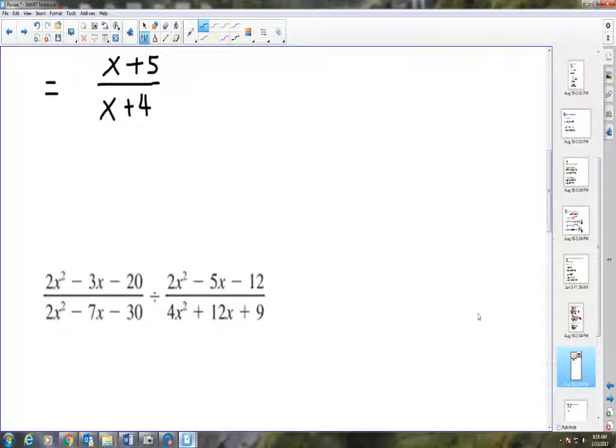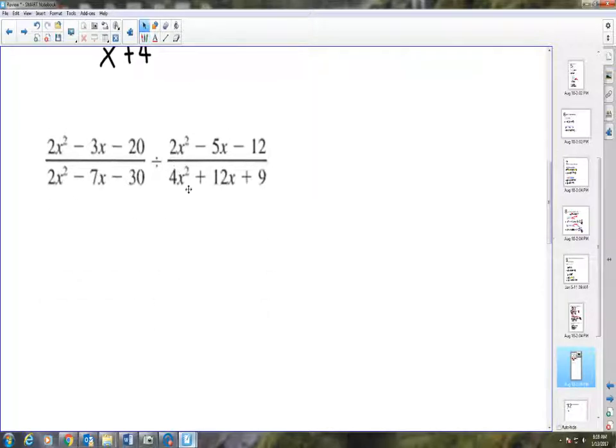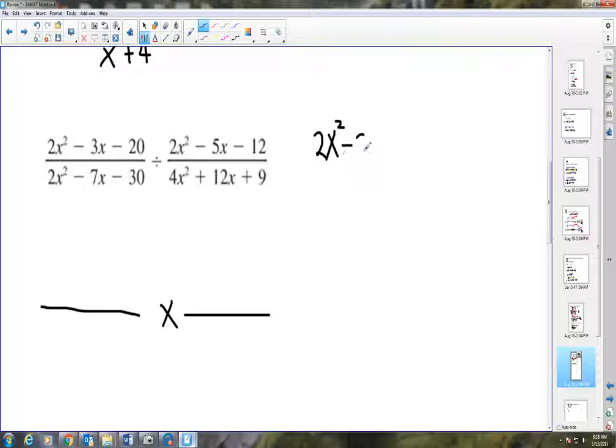Alright, division of a fraction means times the reciprocal. So I'm going to flip my second fraction here in the minutes. So what I'm going to do here is same thing as the previous problem. I'm gonna factor, and at the same time I'm gonna multiply by the reciprocal. So I'm gonna go ahead and say times the reciprocal. Alright, 2x squared. Let's factor, make them all one term first.